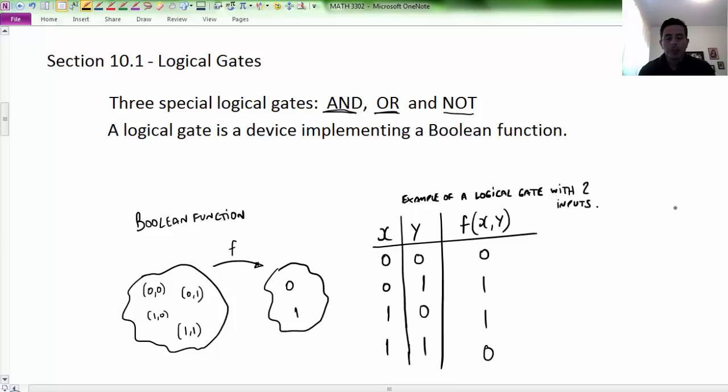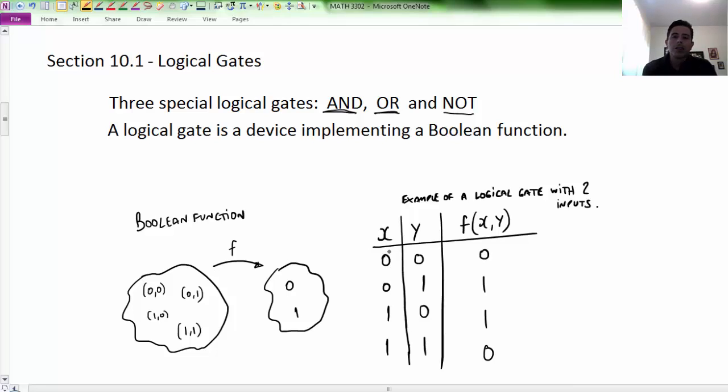Now, what is a Boolean function? A Boolean function is a mathematical function, similar to functions that you studied before. You have the domain, you have the range, but the domain is made of only zeros and ones, and so is the range of the function. So here's an example of a Boolean function, and this is a domain that has two variables, two inputs, and then one output.